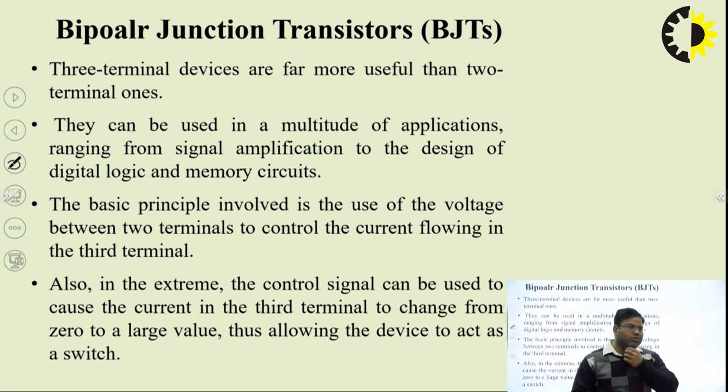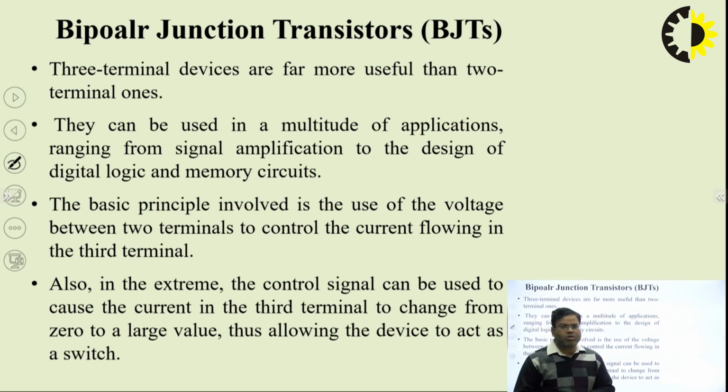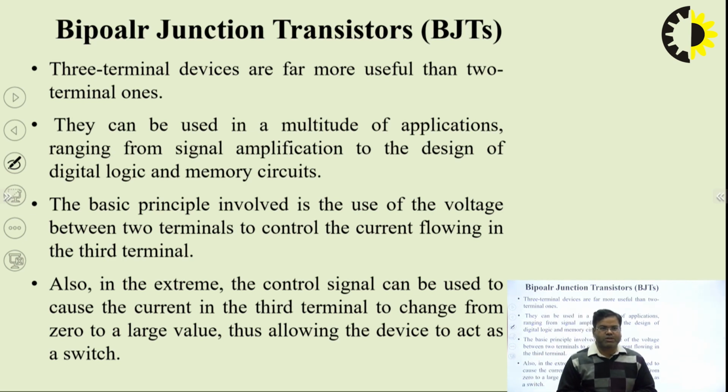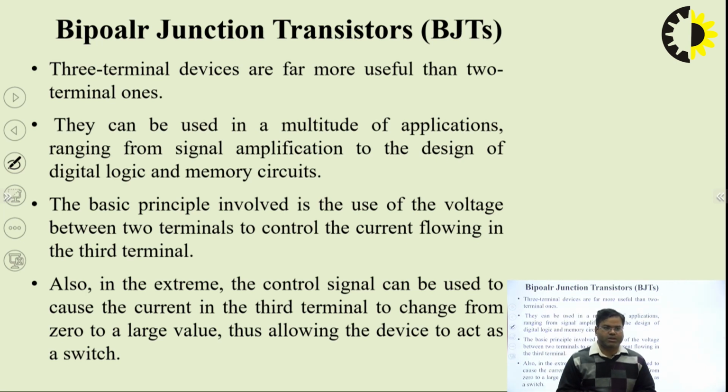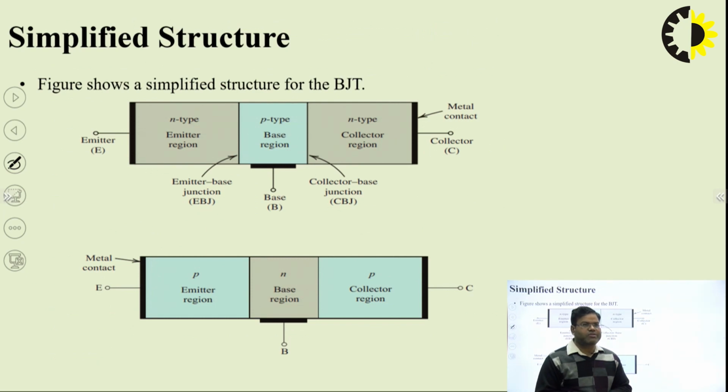So now we are going to discuss BJT, that is bipolar junction transistor. This is a three terminal device, and it is very useful to amplify signals, as well as it is also used in switching applications. We use BJT in digital logic and memory circuits. The basic principle involved is the use of voltage between two terminals to control the current flowing in the third terminal. Now coming to the structure of BJT, this is the simplified structure of BJT.